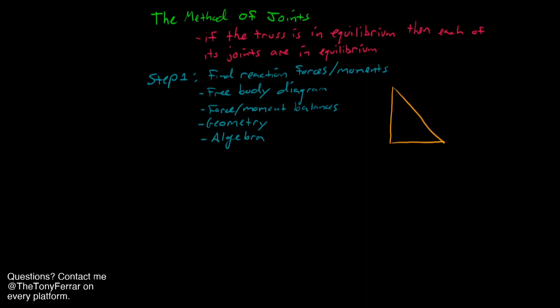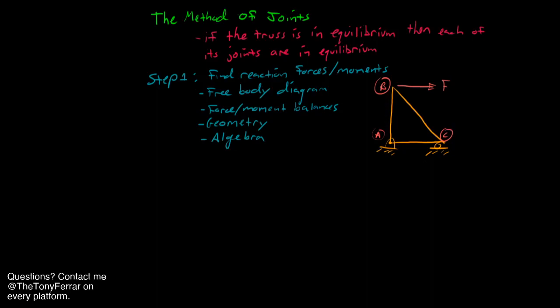Imagine we have a rigid body truss that looks like this: pin joint on one end, a roller on the other, and an applied force F going like this to the side. The first thing we can do is label our points. I'm going to call them A, B, and C.